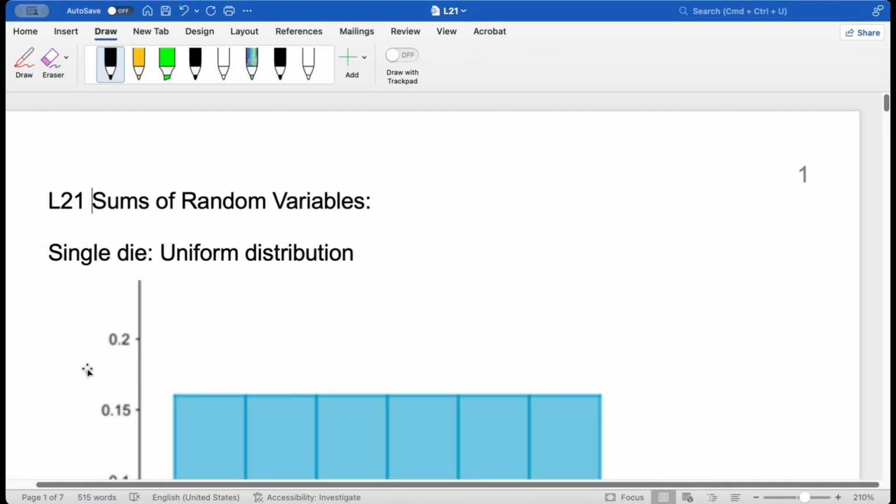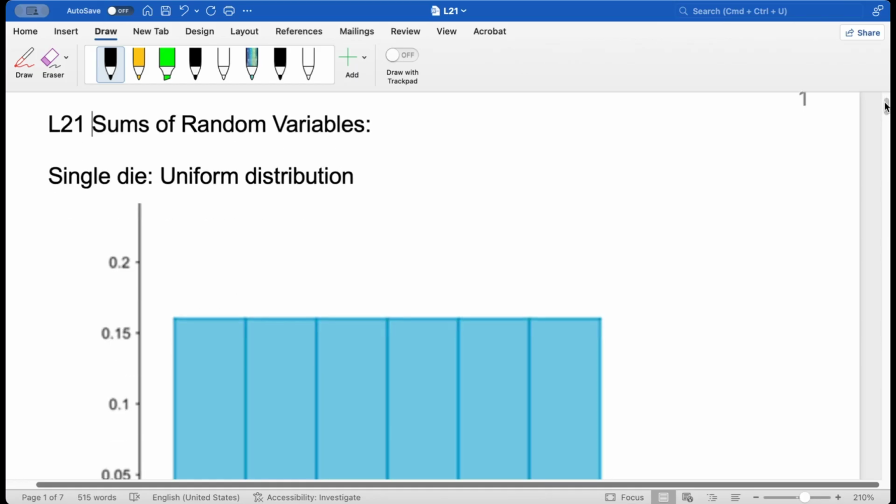Hello, welcome to lesson 21 on sums of random variables. First, we're going to look at the uniform distribution. In the discrete case, take the example of rolling a single die and looking at its face value.